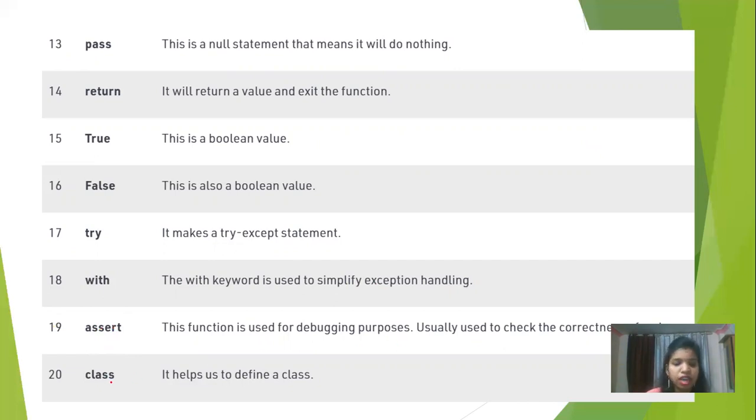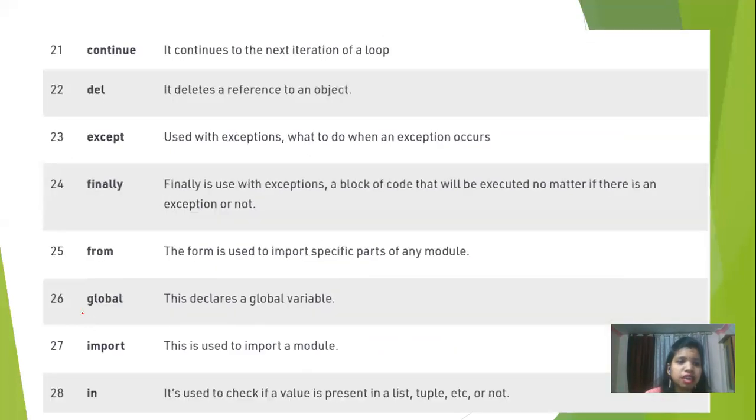Class is to define a class. Next is continue, if you want to continue. If you want to delete something, you have to use del. Except is for exceptions, and finally is used with exception handling.